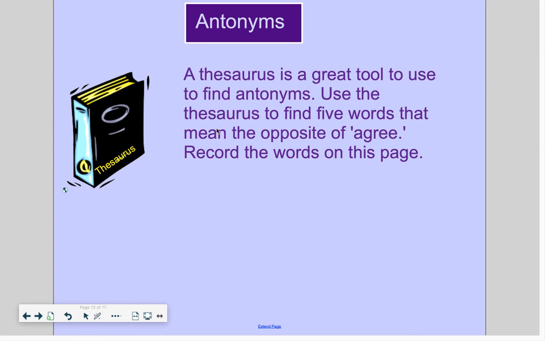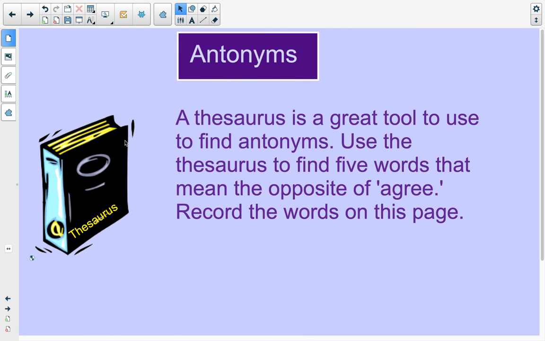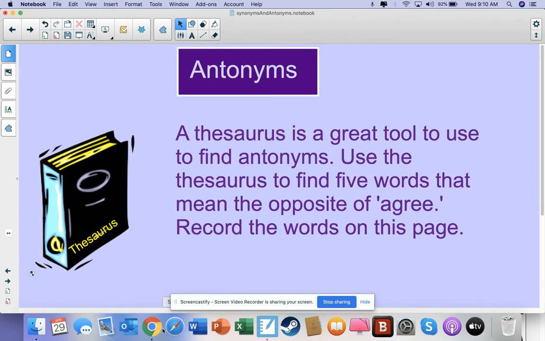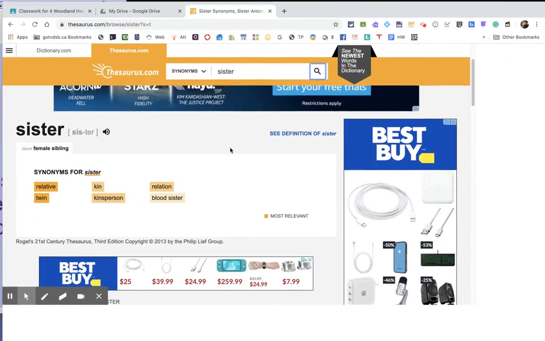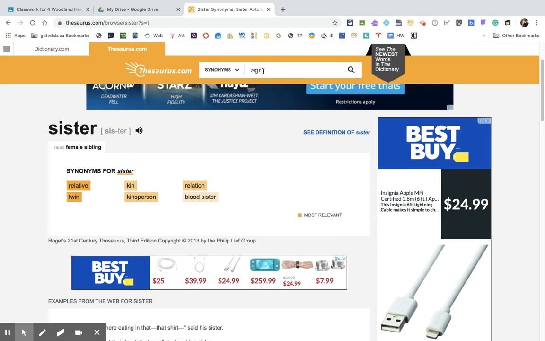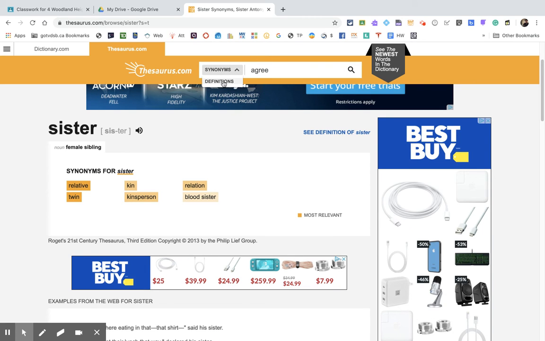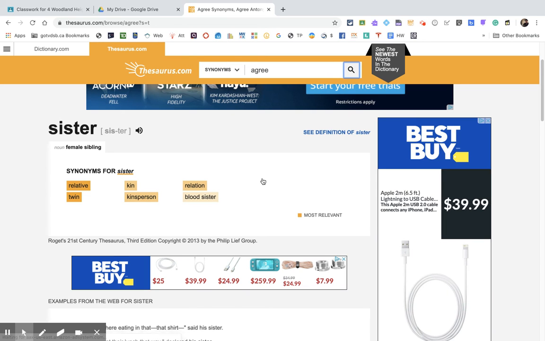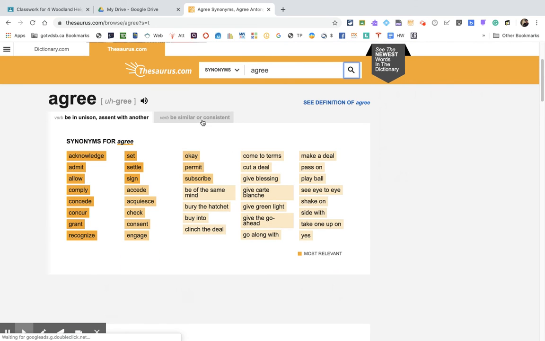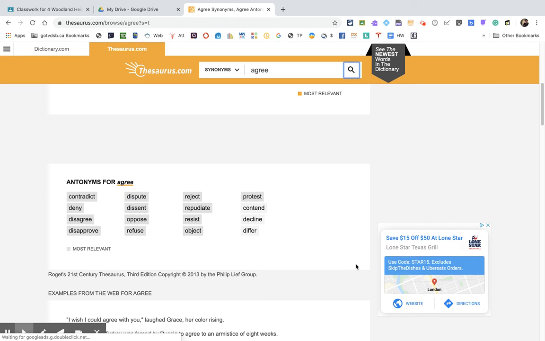A thesaurus also gives you antonyms. So it wants you to find the opposite of the word agree. Let's take a look at our thesaurus and see if we can find agree. Maybe it'll give me the antonyms. There's the antonyms: contradict, deny, disagree, disapprove, dispute, dissent, oppose, refuse, reject, repudiate, that's a big word, resist, object, protest, contend, decline, or differ.